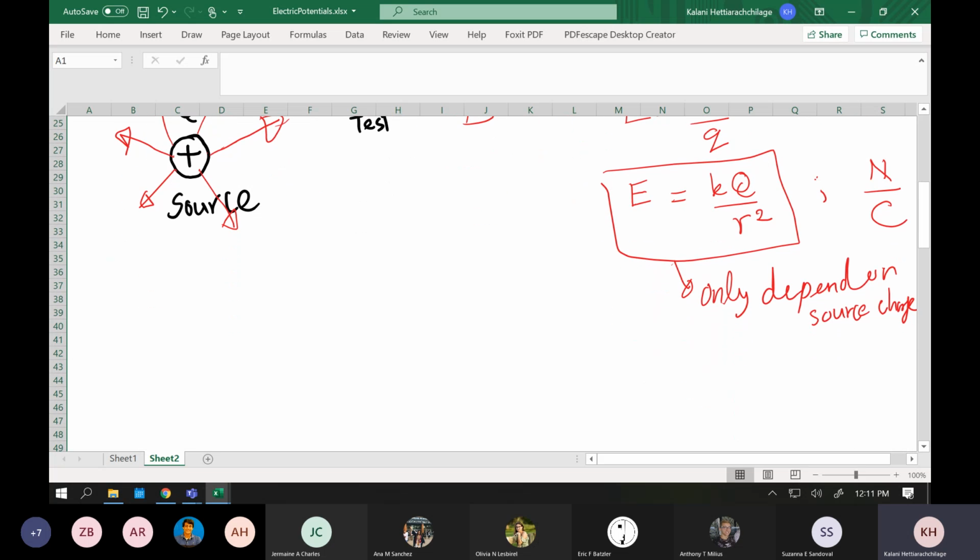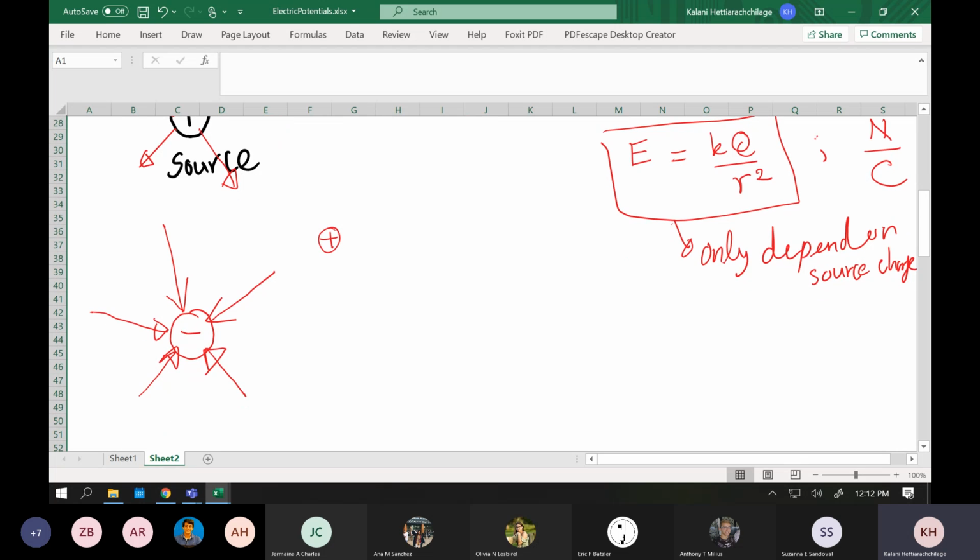Right. So now in the same way, if you have a negative charge and you try to bring a positive test charge to the source charge, these two will attract each other. Because of that, the feeling for the positive charge will be pointing inward toward the source charge. So that is the electric field for the negative charge. So after you realize that a positive charge has an outgoing electric field, and a negative charge has an incoming electric field.